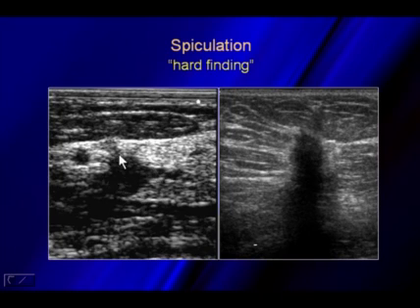This cancer is also taller than it is wide through this portion. And here you can see these hypoechoic spicules radiating out because there is an echogenic background. You also notice that there's a smaller cancer sitting right here, a multifocal lesion.